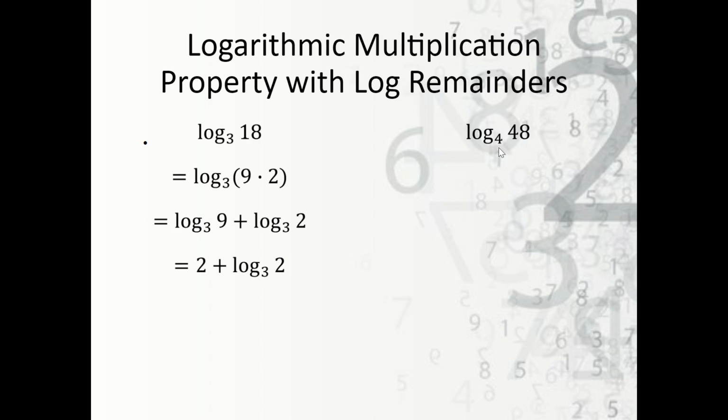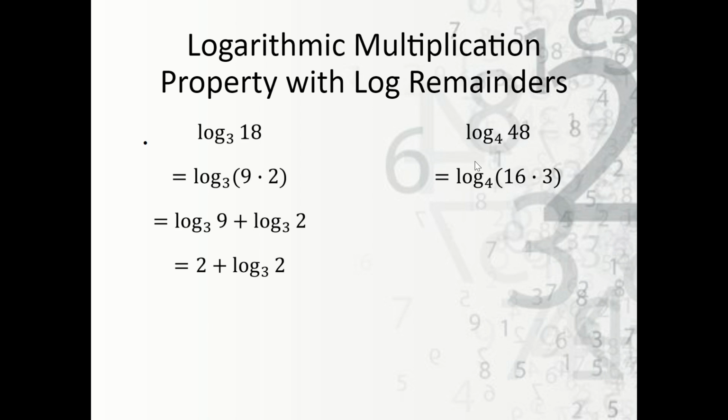Now here we have log base 4 of 48. So we're going to rewrite this as log base 4 of 16 times 3. And you could pull a 4 out, and then you would recognize that there was another 4 that you could pull out as well. So you just keep adding stuff in. But the simplest form from the beginning is to make this log base 4 of 16 times 3.